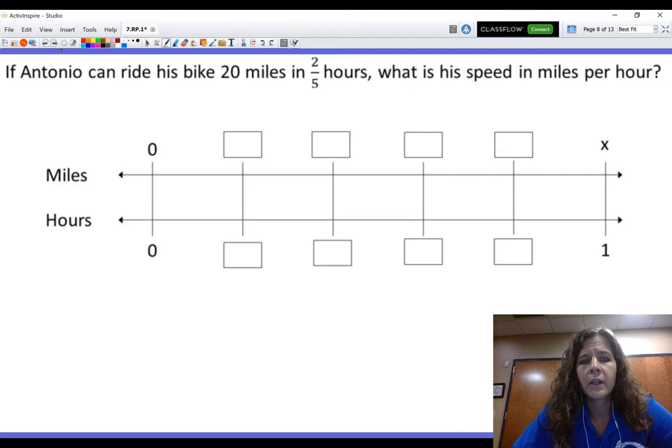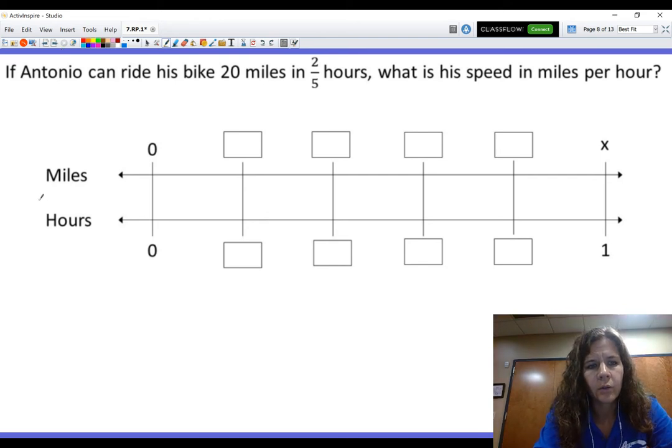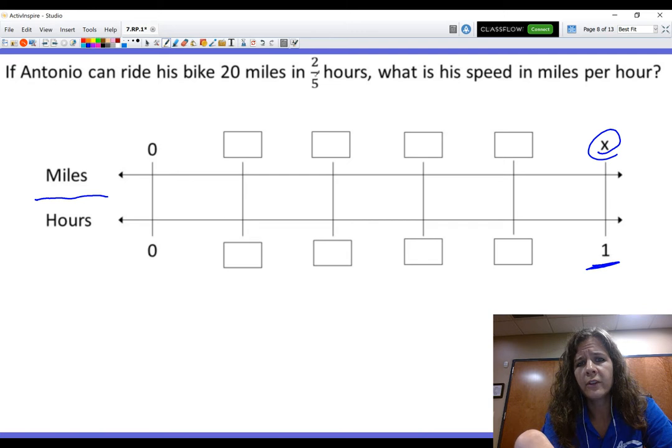If Antonio can ride his bike 20 miles in 2/5 of an hour, what is his speed in miles per hour? Well, let's look at this visually. Instead of just using math right away, let's break it down. So we want to know miles to hours. Well, here's our ratio, miles to hours. And we want to know how many miles he can go in 1 hour. Well, this tells us that at 2/5 hours, he can go 20 miles.